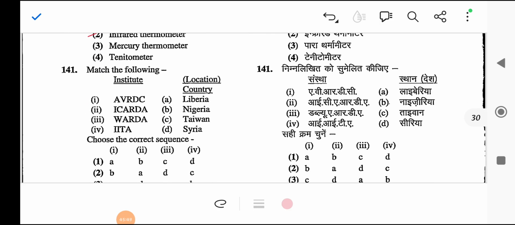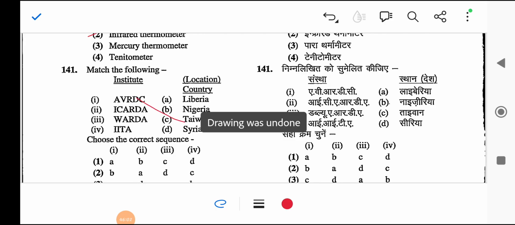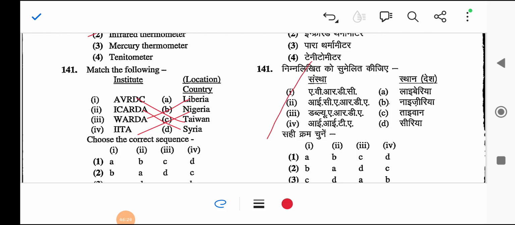Next is match the following. AVRDC Institute is located in Taiwan. Okay. Next is ICARDA, it is located in Syria. Next is WARDA, it is located in Liberia. IITA, it is located in Nigeria. Okay, so the correct answer would be C.